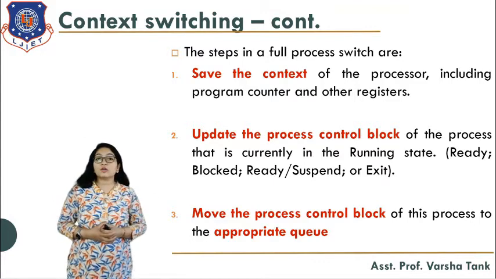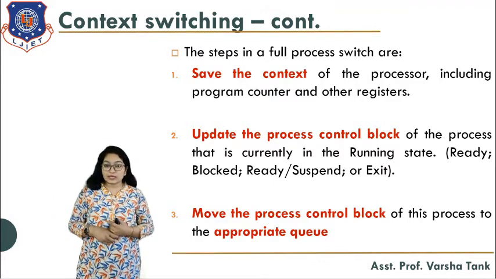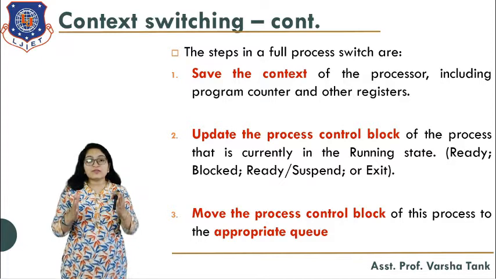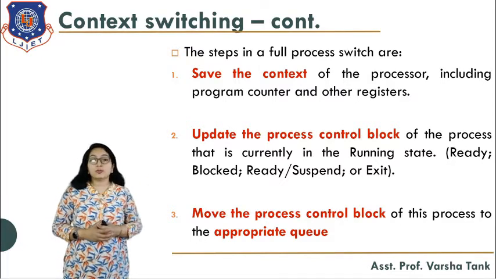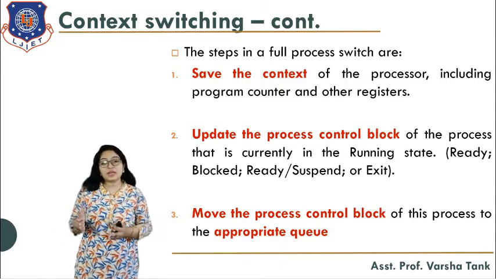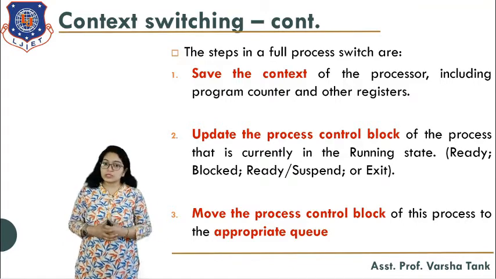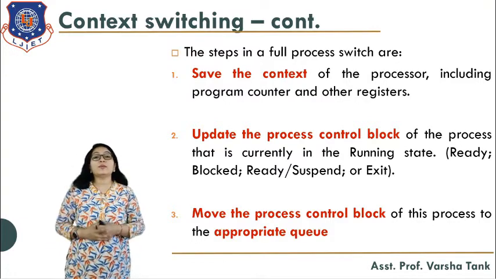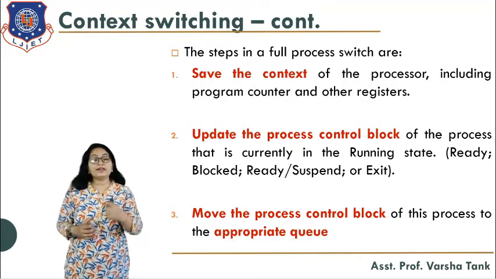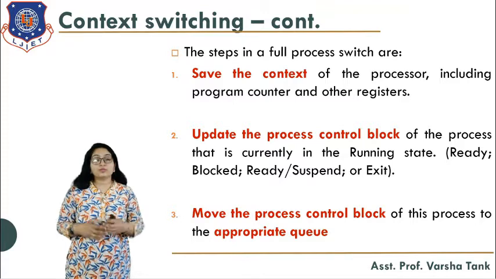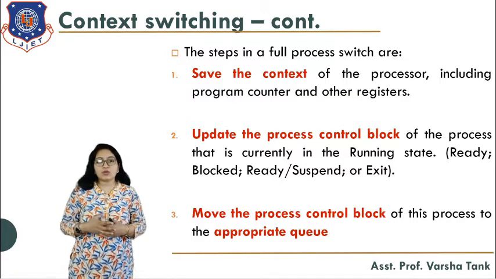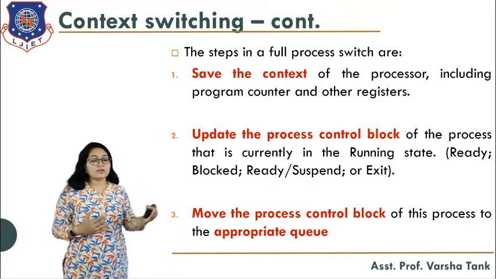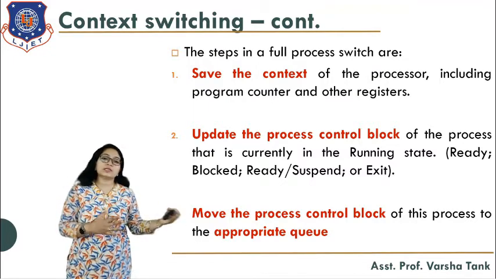Now update the process control block of the process that is currently in the running state. We have to store each and every piece of information in the process control block. We should update the process control block every time a process is resumed and when a process is blocked. Then next is to move the process control block of this process to the appropriate queue. That means we have to move the entire process to the appropriate queue. For example, you are following an algorithm, whether round robin, shortest job first, etc. Based on this algorithm, we move the process to the ready queue or the job queue.